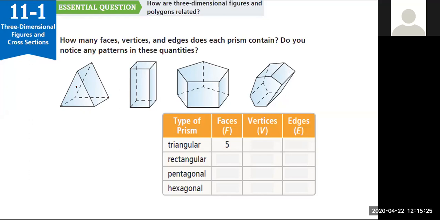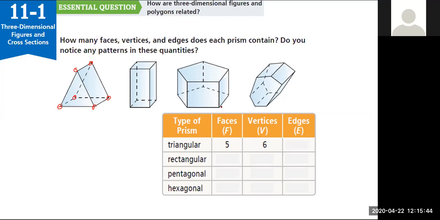Well, the vertices are all the points. So if you count all the points, there's 3 points on one of the bases, right? If we look at it, there's a point here, here, here, here, here, and here. So there's a total of 6 vertices.